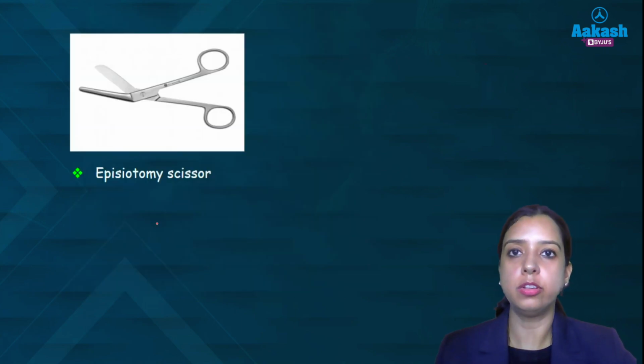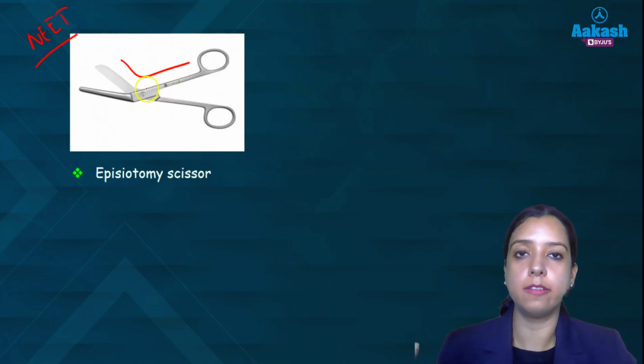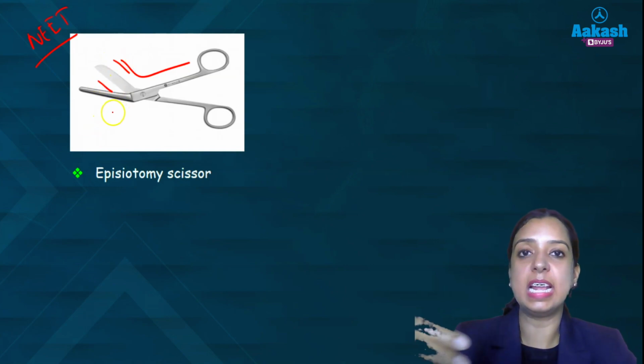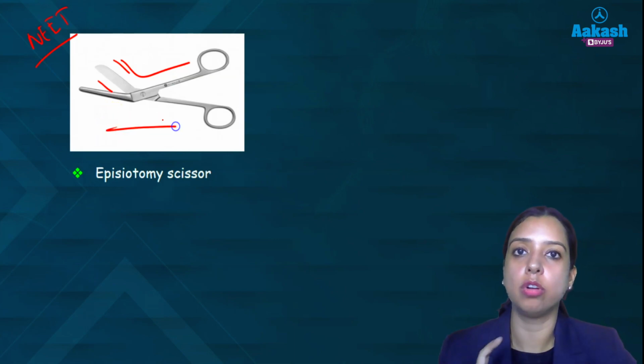Okay. This is the episiotomy scissor, asked in the NEET exam to identify. Now, how can you identify? It already has an angle, so that you can give an angulated episiotomy. Also, one end is sharp, one is blunt, so that the end which is entering inside the vagina does not cause trauma to the fetal head. So this is the episiotomy scissor.